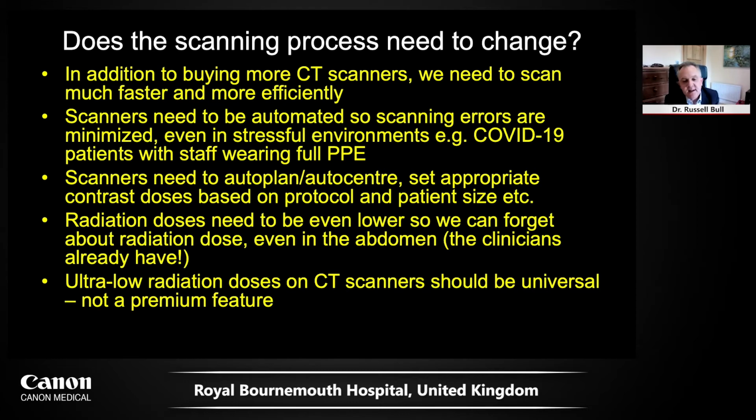Radiation doses, I want everything here, but they need to be even lower so that we can completely forget about radiation dose, even in the abdomen. I mean, the clinicians sadly already have forgotten about radiation dose, but we need to get it low enough that we can forget about it too. And ultra low radiation doses on CT scanners should be absolutely universal, shouldn't be a premium feature. You shouldn't have to pay extra as a patient to get a low dose scan.